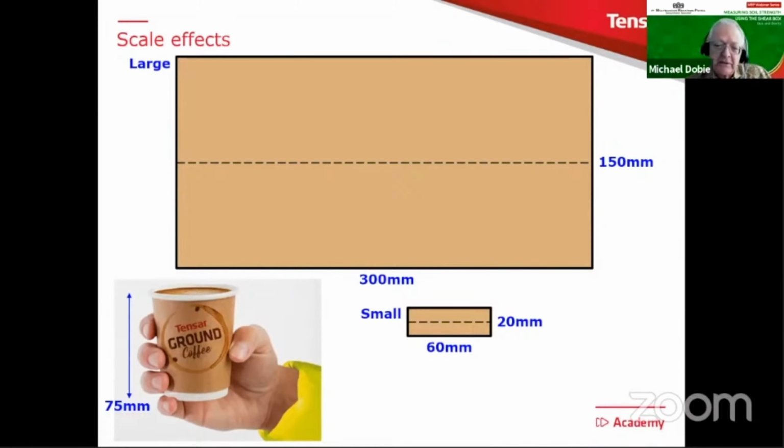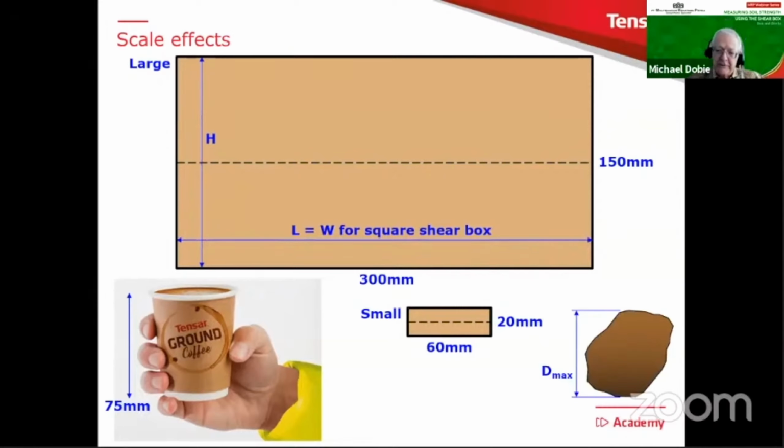And you can see that they look very different when you look at them in that way. We'll put some dimensions on there, H for height and L and W for the plan dimensions. And then one other important piece of information is the maximum particle size, Dmax, that we're going to test in the shear box. Now, if we look at ASTM, it has these requirements. I won't read them to you. You can see them there, but it has those requirements as a limitation on the maximum particle size.